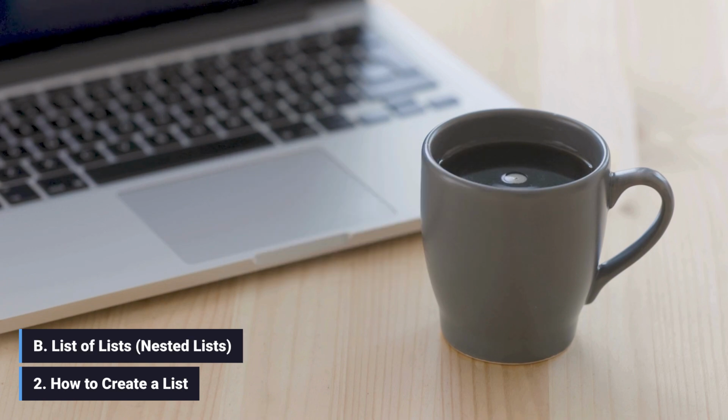B. List of lists, nested lists. Because a list can contain any type of object, it can even contain other lists. This creates what's sometimes called a nested list or a matrix.